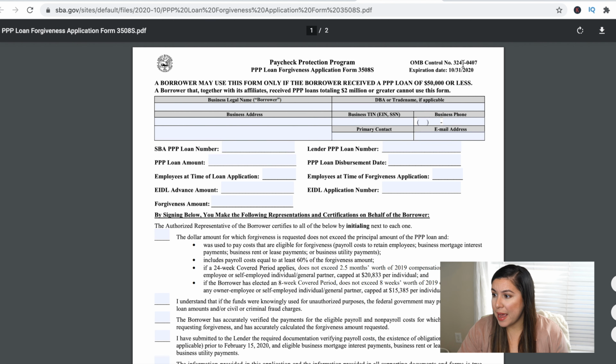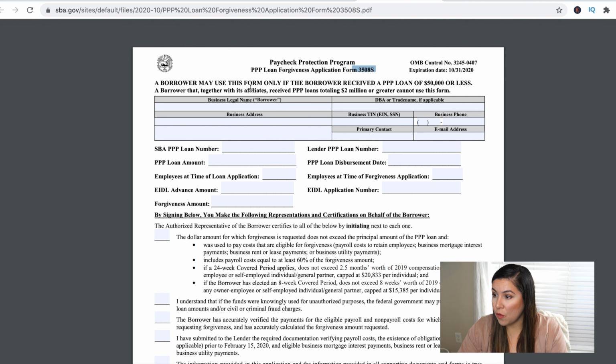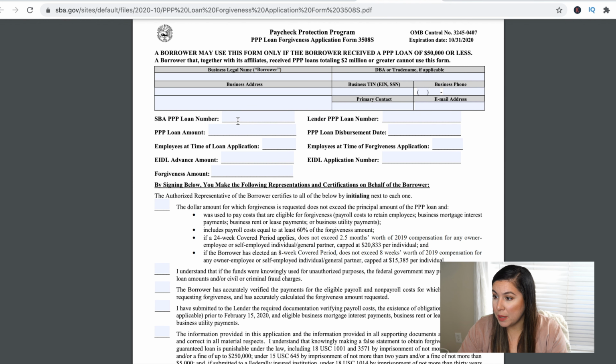All right, so right at the top, you'll see that this is Form 3508. You may use this form only if you receive $50,000 or less. Okay, so just like the other form, you're gonna put your business name, a trade name if you have it, your address, your EIN, social security number, business phone number, your PPP loan number, amount, number of employees you had at the time of the application. So you want to pull up your application so that number is the same.